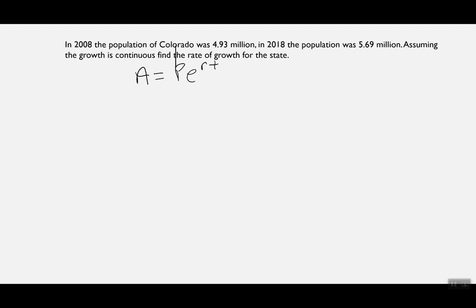Okay. So P would be, what did I start with? Which I started with 4.93 million. And in the future, we had 5.69, so that was A. So where did I start? Where did I end up? I'm looking for the rate, so I don't know what that is. But the time, I can see that was 2008 to 2018. So I'm going to subtract, and I get 10 again. I just picked nice numbers for us to have.